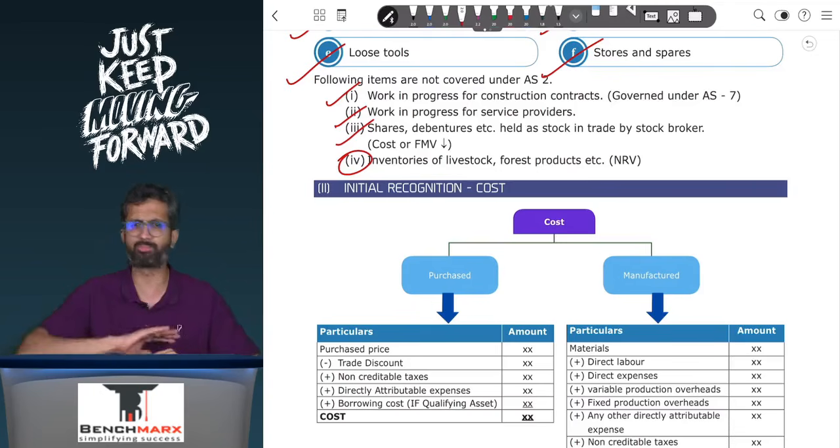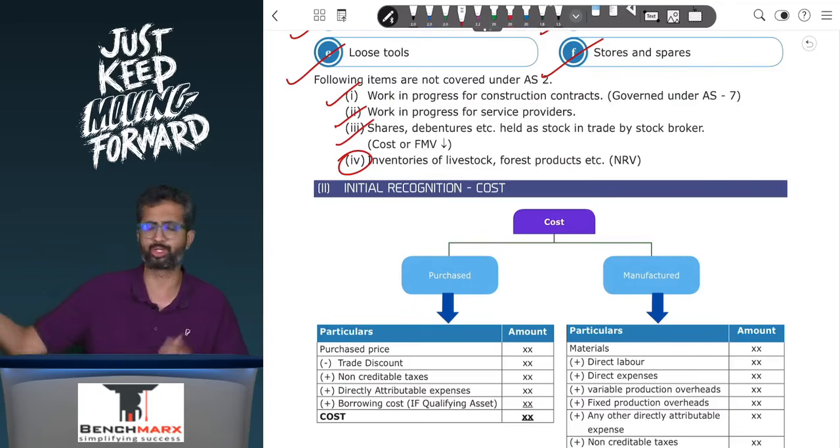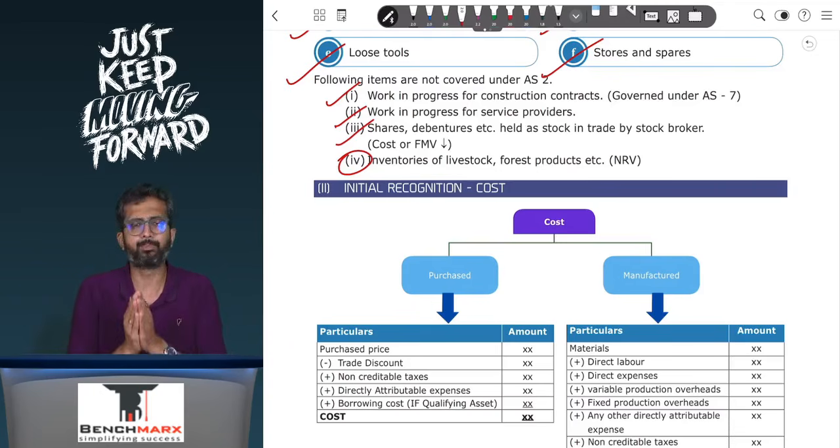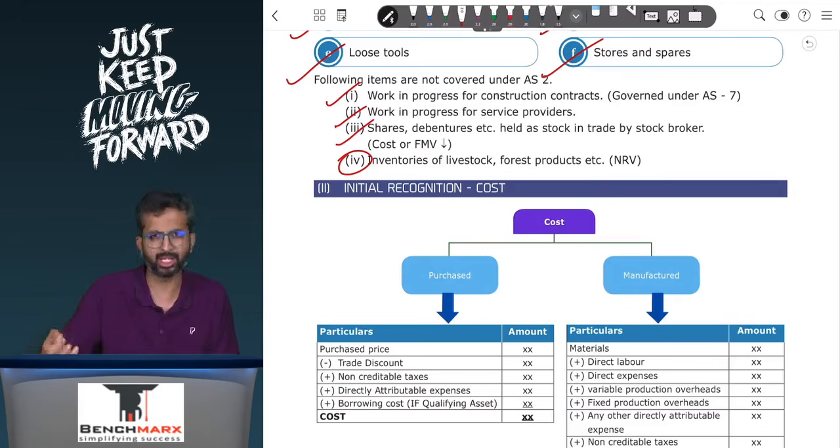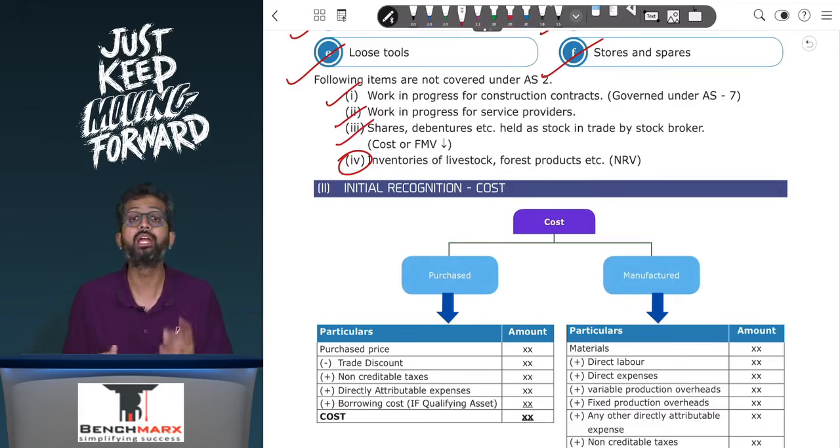The cost measurement is by and large similar to what you study for AS10 or AS26 if you have done that earlier. So when you look at AS2, inventory can be recorded at cost initially, but how do you measure the cost? Well, if I have purchased the inventory like I'm a trader, then the purchase price minus trade discount, if any. Cash discount, remember, will go to the P&L.